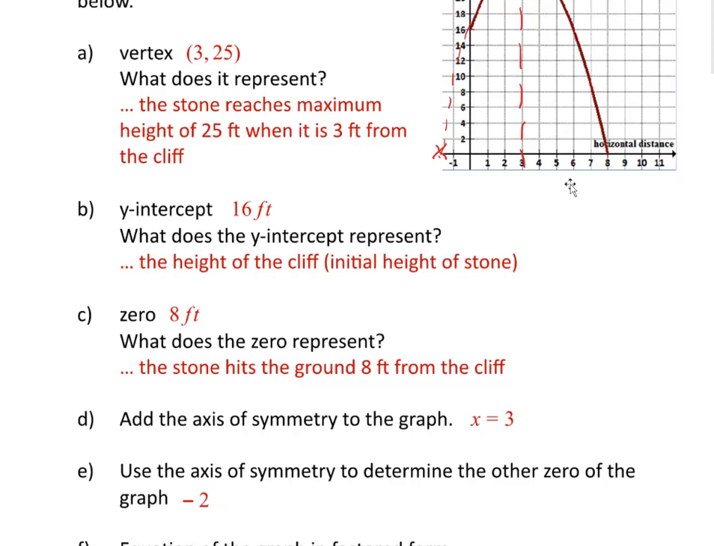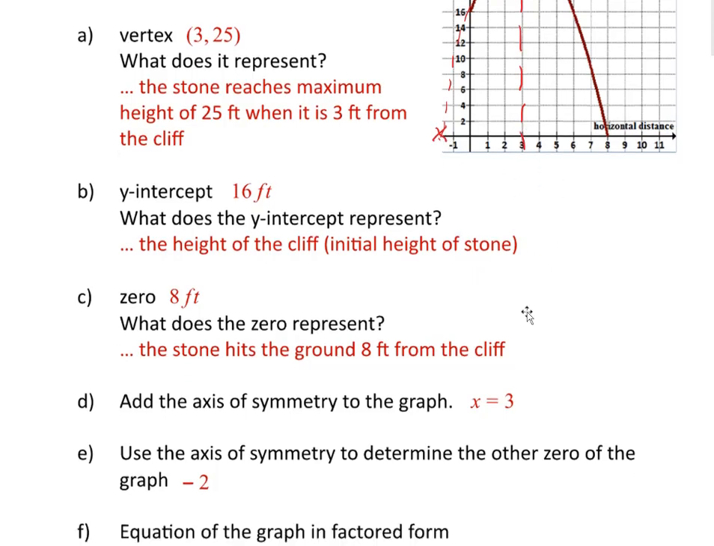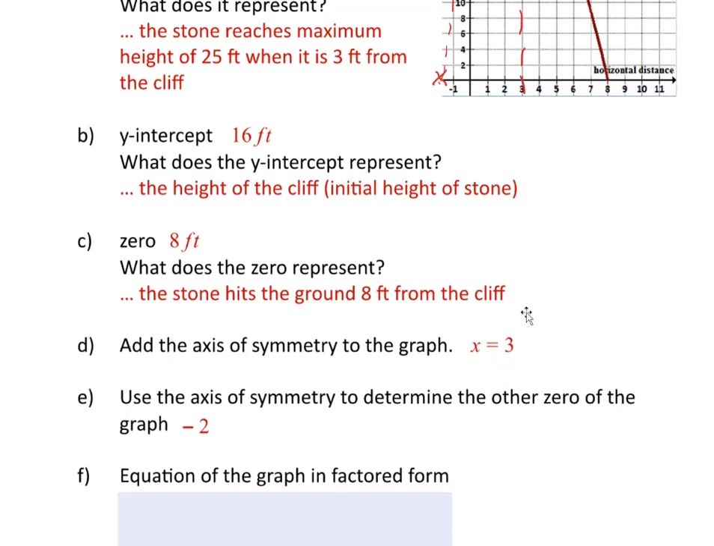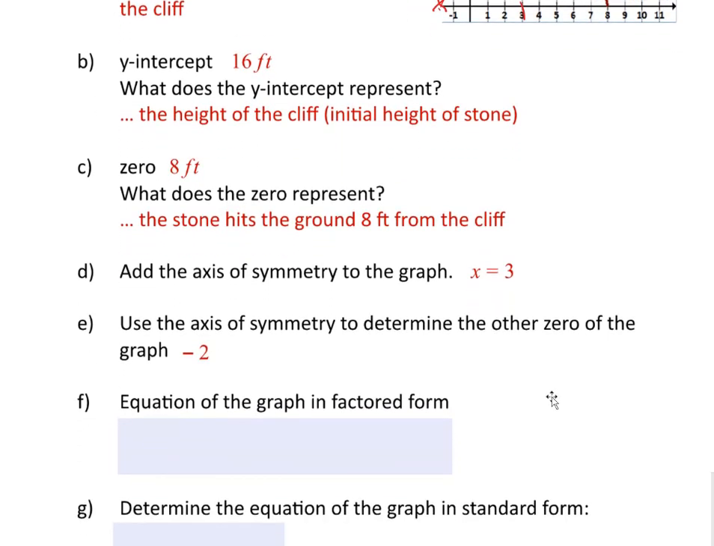-2, perfect, because from 8 to 3 is -5, so we go -5 again, because our axis of symmetry is symmetrical on either side. That means it's going to be 5 units left again to find our other zero. Find the equation of the graph in factored form.